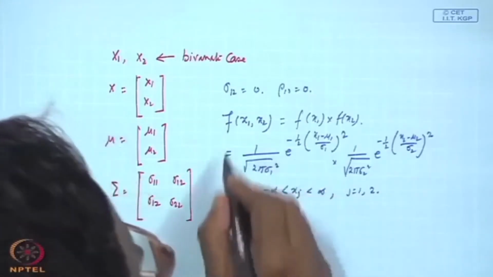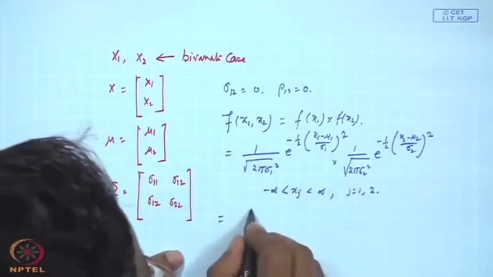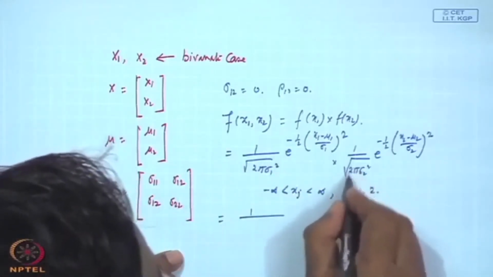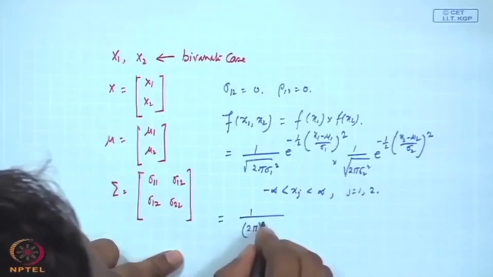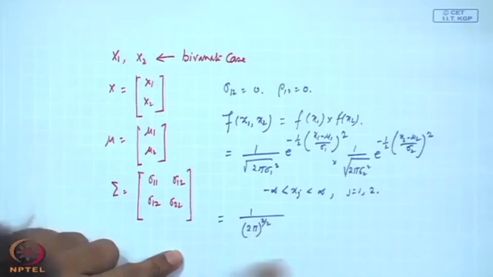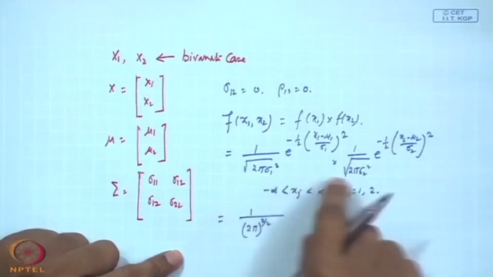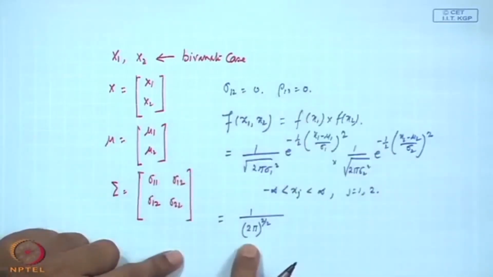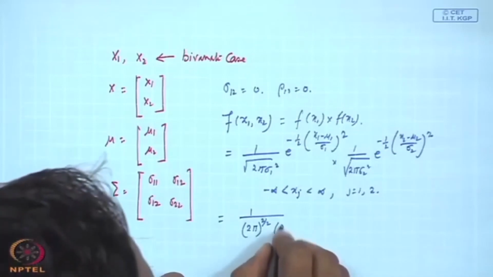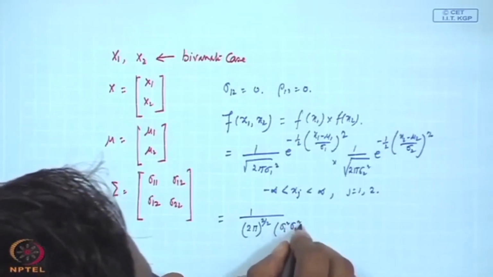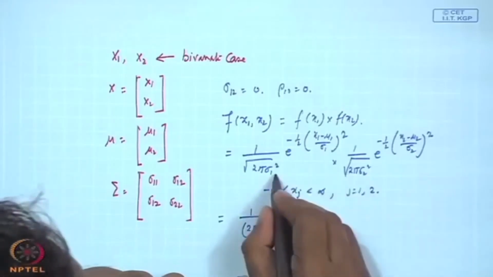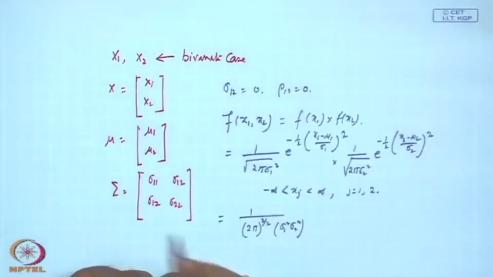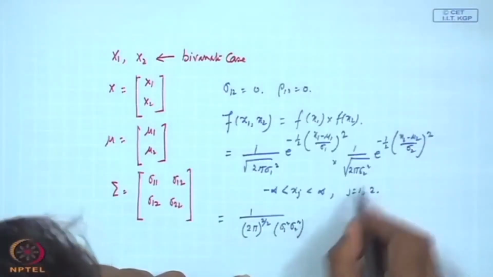So, if I multiply this, what are we getting? We are getting 1 by 2 pi to the power 2 by 2, that is 2 pi into 2 pi, square root. Then another thing we are getting is sigma 1 square and sigma 2 square, sigma 1 square sigma 2 square to the power half, you are getting here.